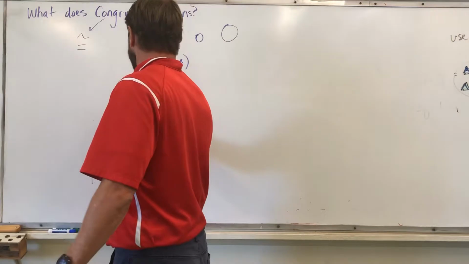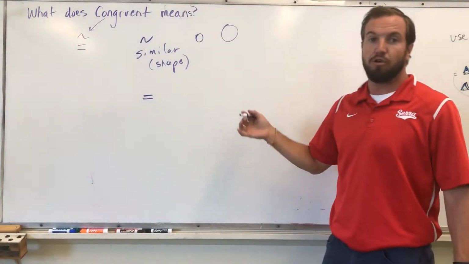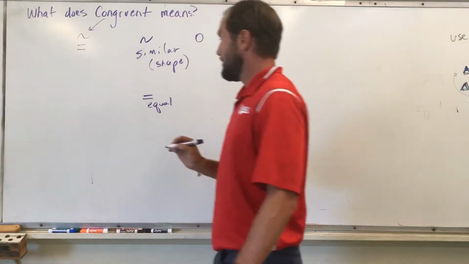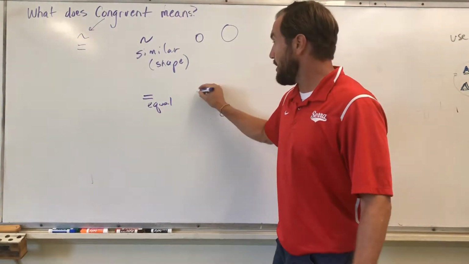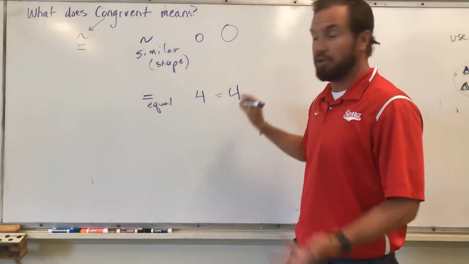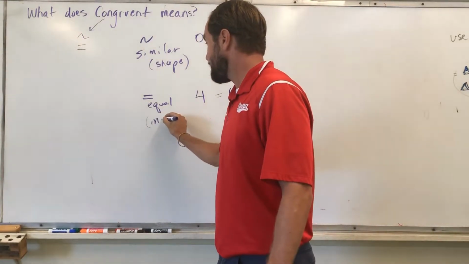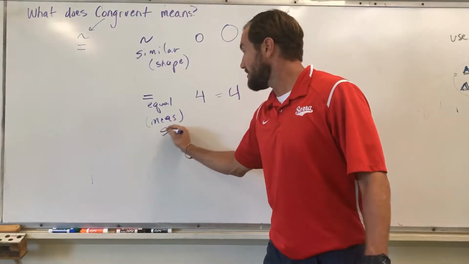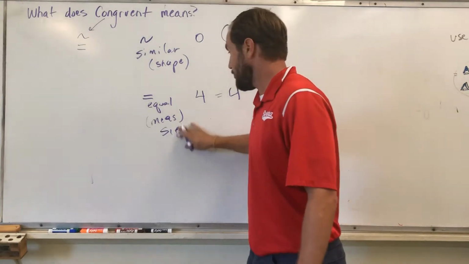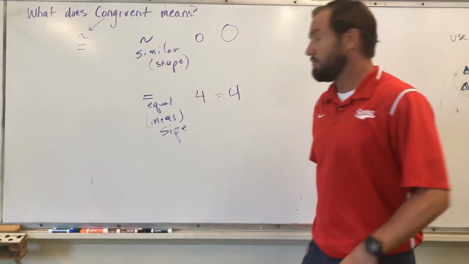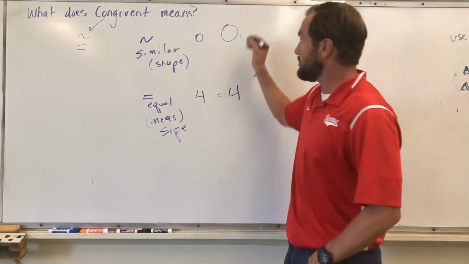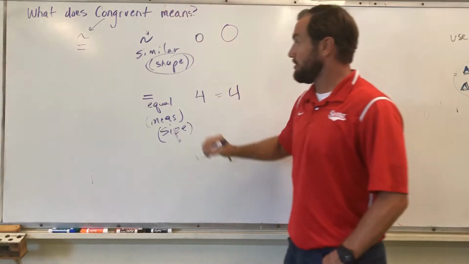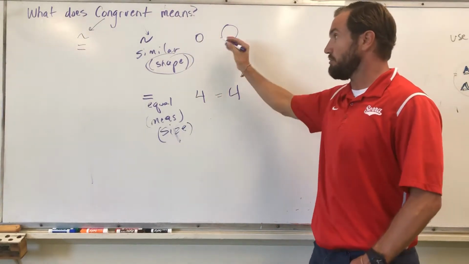When we are working with the equal sign, we're talking more about measurement and numbers. This is the equal part of it. So we could say 4 is equal to 4 because we're talking more about measurement. I like to say we're talking about size. So in our similar symbol we're dealing with shape, and with this one we're dealing with equal. 4 is equal to 4.